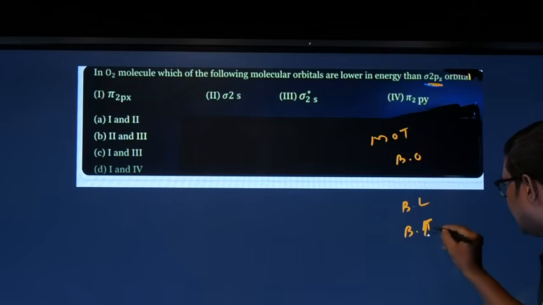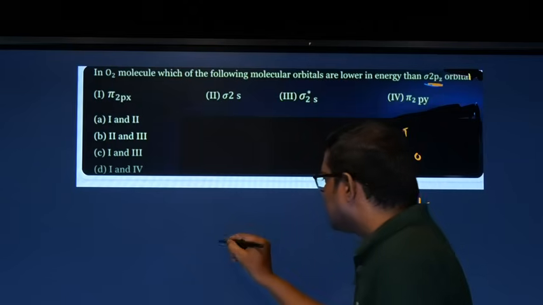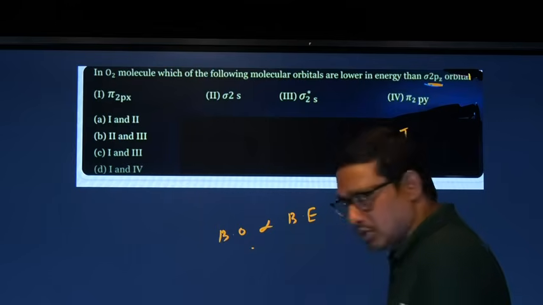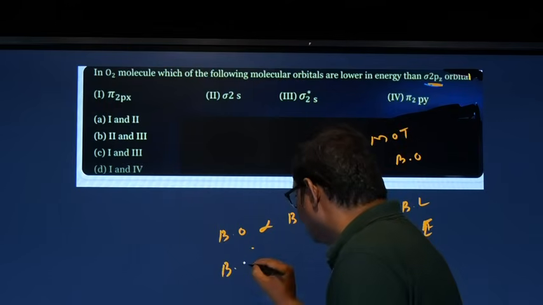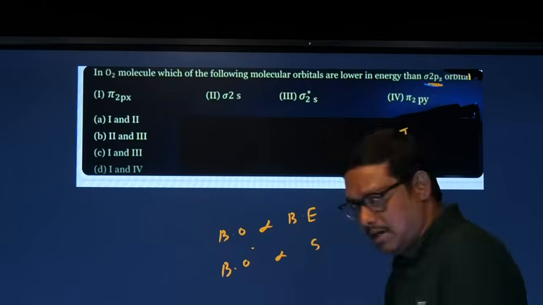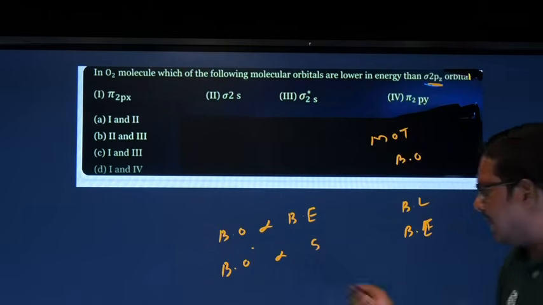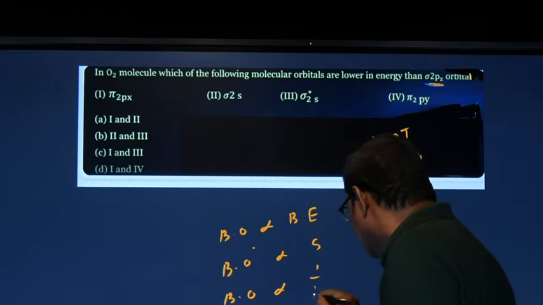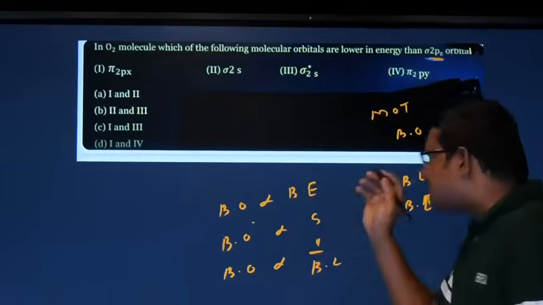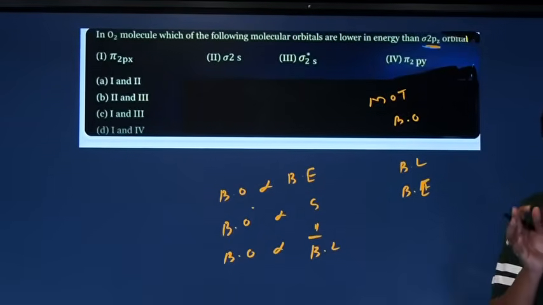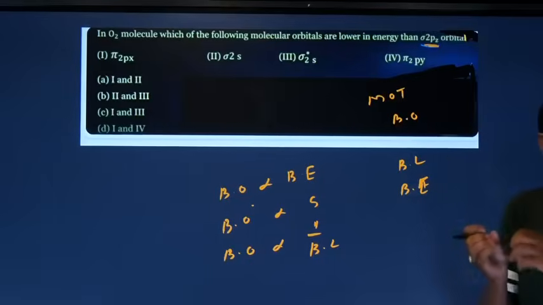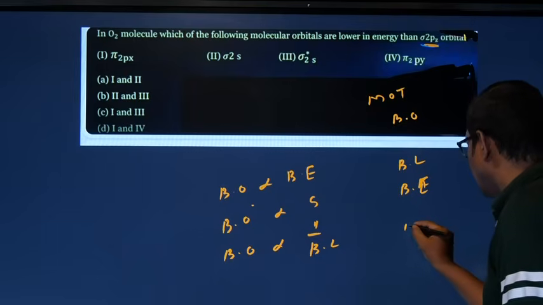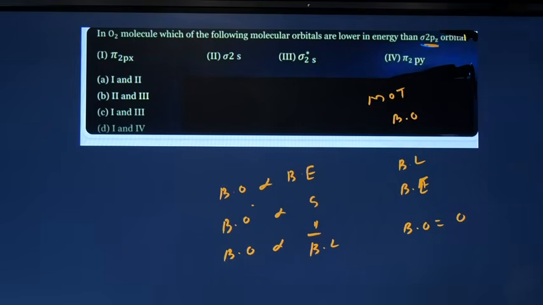We have a simple relation based on this theory. As the bond order increases, bond energy also increases. As the bond order increases, stability of the molecule also increases. As the bond order increases, bond length decreases. So as per this theory, if any molecule has bond order equal to 0, that molecule does not exist in nature.